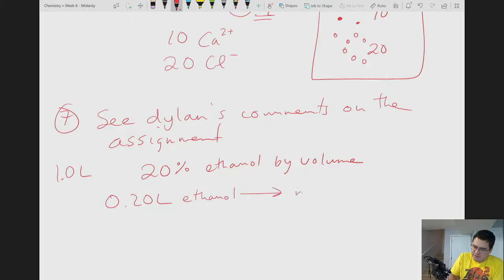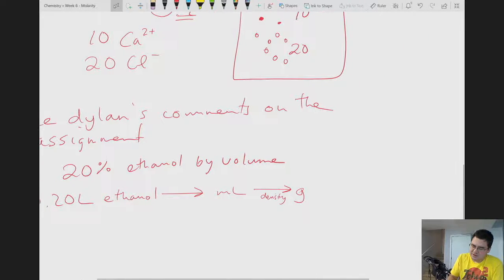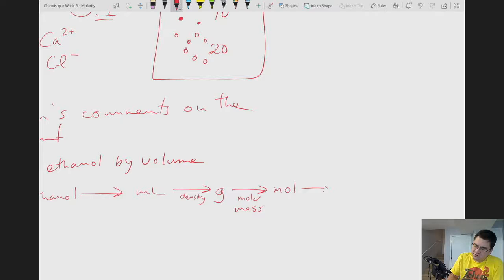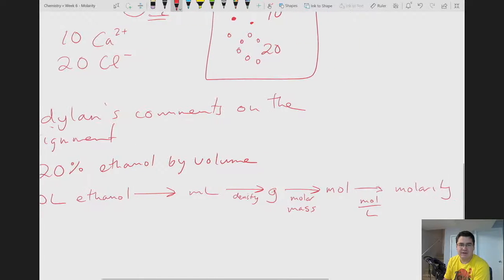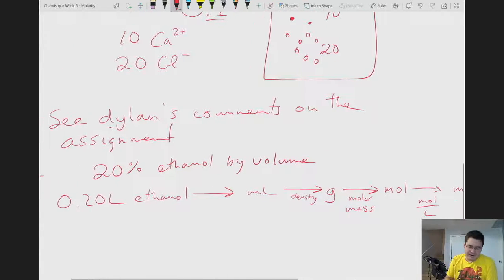Okay, then you go to milliliters, then you go to grams, and to do that you use the density. Once you're in grams, then you go to moles, which is the molar mass. And then once you're in moles, you go to molarity, which is moles divided by liters, right? So you divide by your volume. So hopefully that process works out. Again, 0.2 liters, do all that conversion to get to molarity.